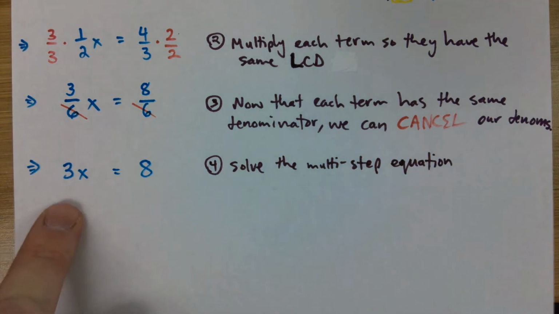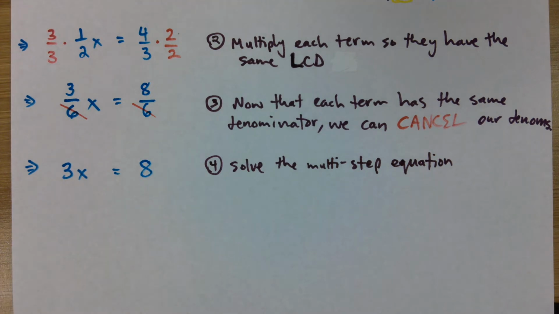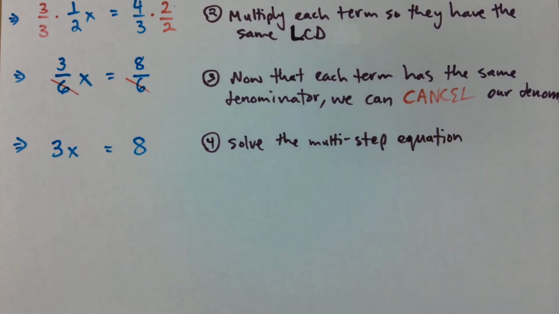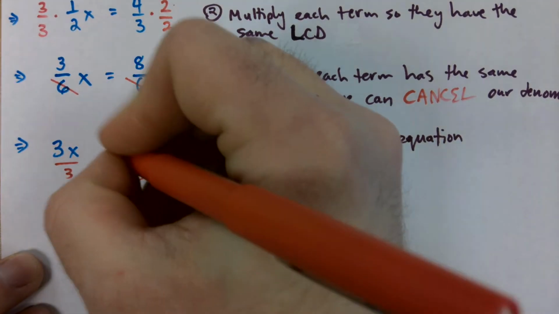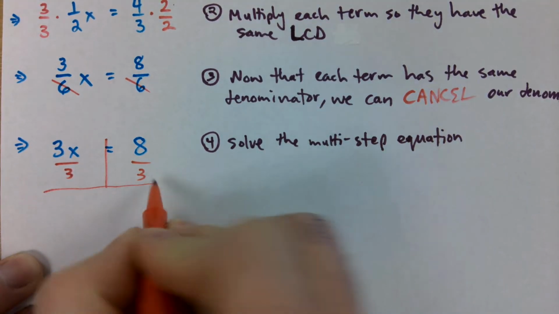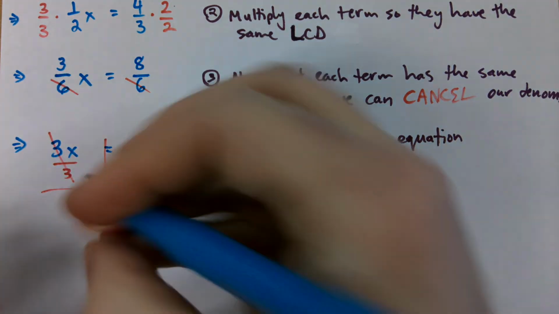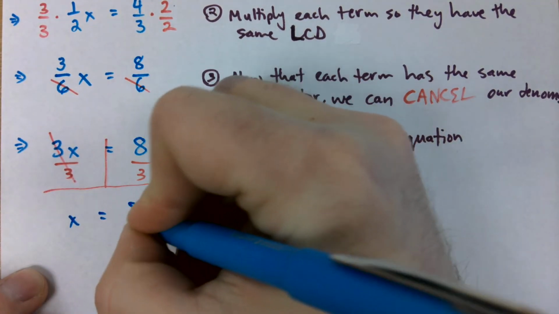So if we want to solve this for x, what are we going to do to both sides here? Divide. We're going to divide by what? 3, right? Those 3's cancel out, leaving us with x equals 8 over 3.